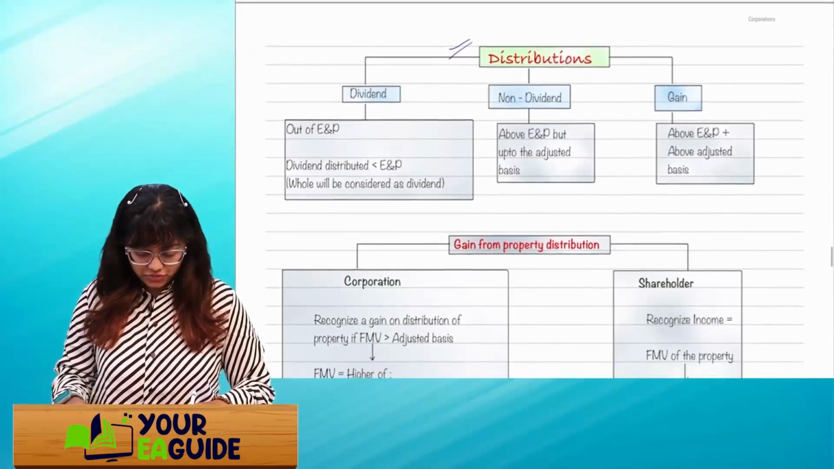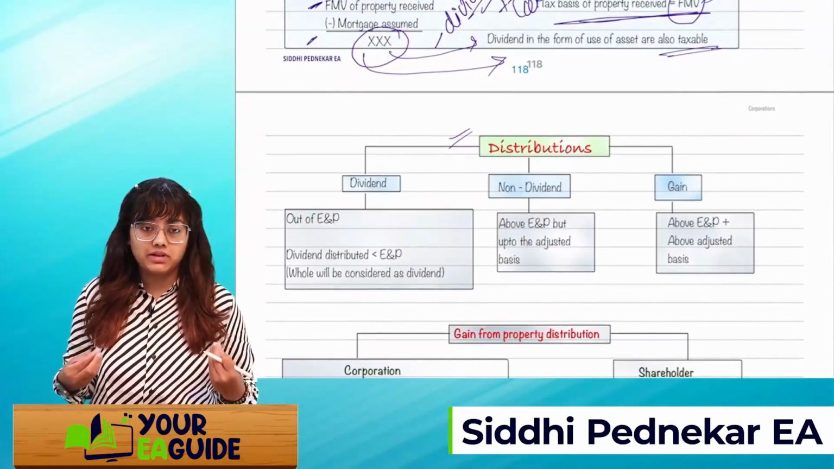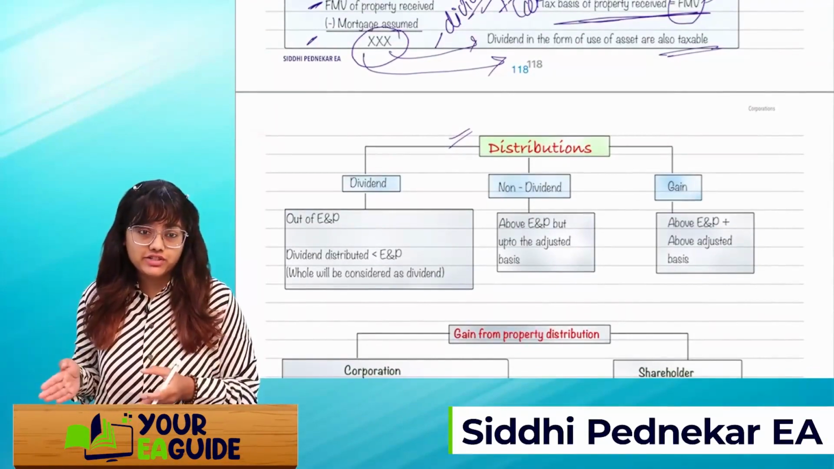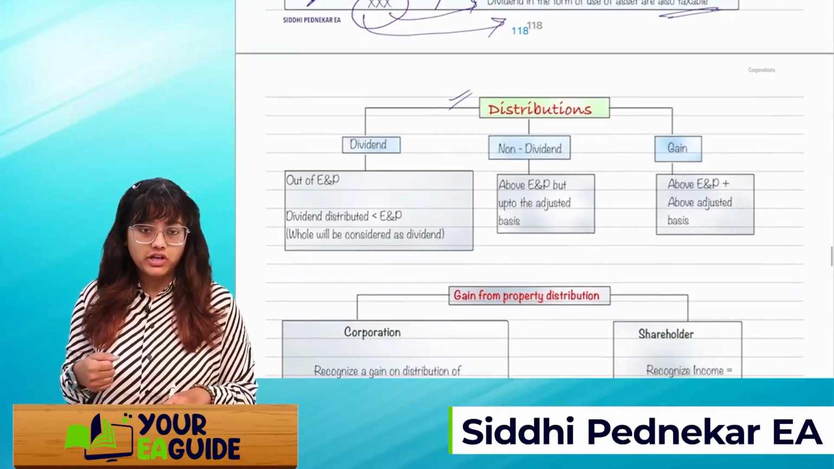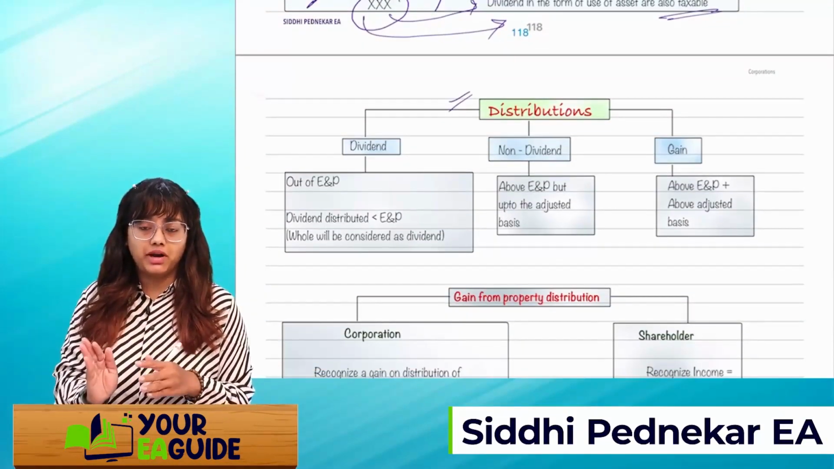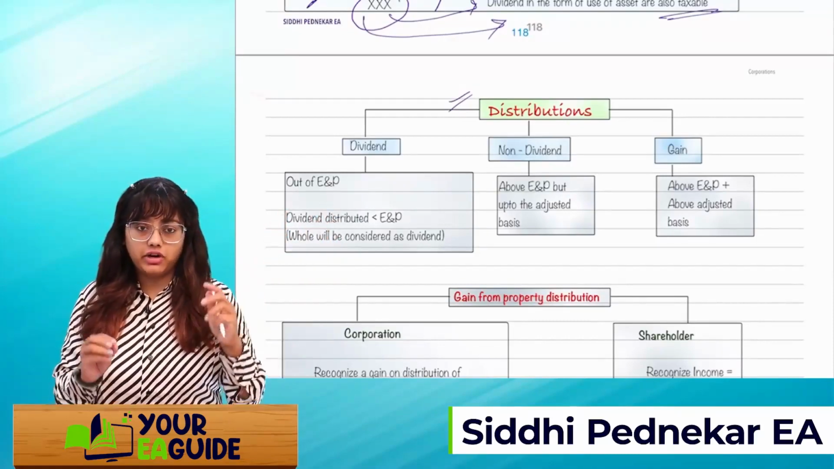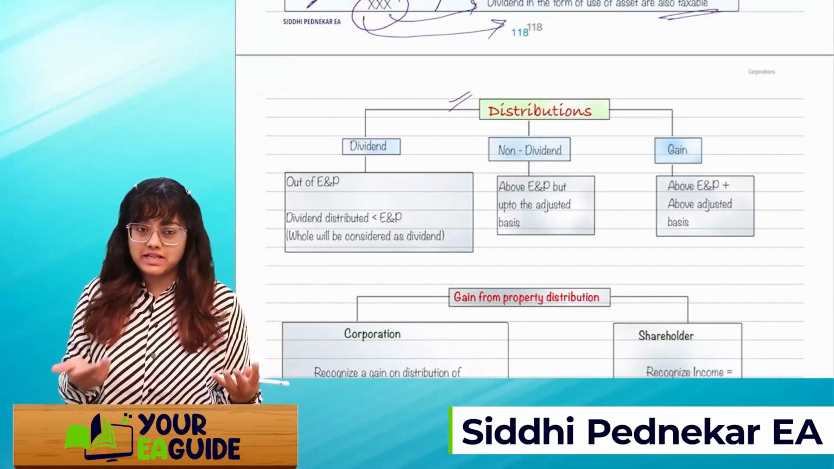Next is distributions: how the distributions will be taxable and whether they will be considered a dividend distribution or a non-dividend distribution. For that, we will bifurcate the whole amount of distribution into three parts. First is dividend, next is non-dividend, and the third is gain. Whatever remains will basically be considered a gain.